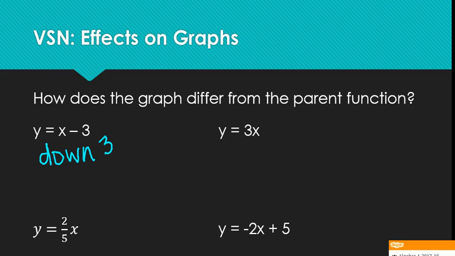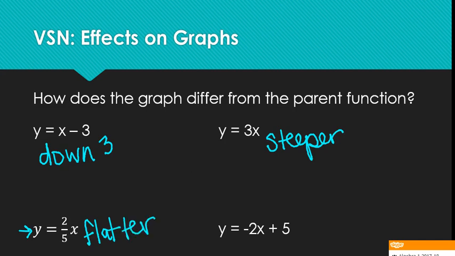This one, the next one, our slope is larger, right? The parent function slope is 1, so it is increased from 1 to 3. So, this is going to be steeper. Okay? This one right here, our slope has changed from 1 to 2/5. 1 is larger than 2/5, right? So this one's going to be flatter.